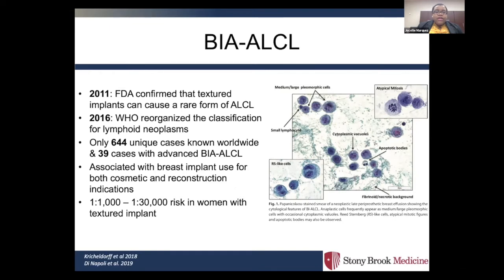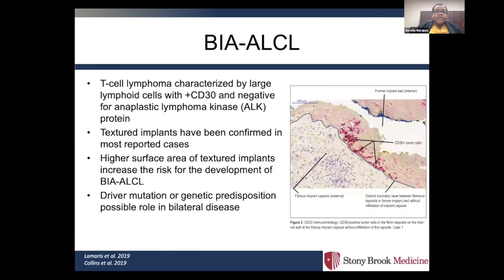There are about 700 known cases worldwide, and that number continues to grow as we understand this disease process more and more. It's estimated that about 1 in 1,000 to 1 in 30,000 women who have textured implants are at risk. Textured implants have been largely associated with this disease, and the theory is that the higher surface area of textured implants can increase the risk of developing BIA-ALCL. There are many theories behind it, including driver mutation or genetic predisposition, especially in patients who present with bilateral disease.